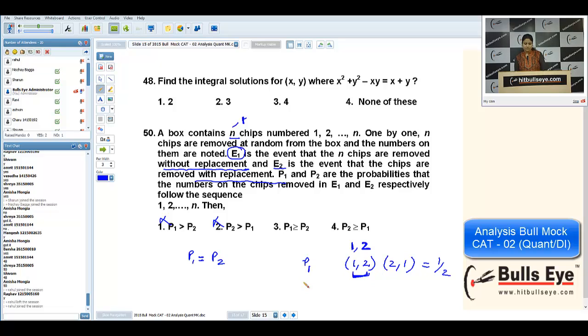So what is the probability? Half. Now I'm taking P2 with replacement. How many cases are possible? They can be 1, 2, they can be 2, 1, they can be 1, 1, they can be 2, 2. Why? Because with replacement, we are putting back the chip. So what is the favorable case? So what is the probability? 1 by 4. I'm using the same definition, number of favorable cases divided by number of total cases. So P1 is always greater than P2. That's why the third option is the answer.